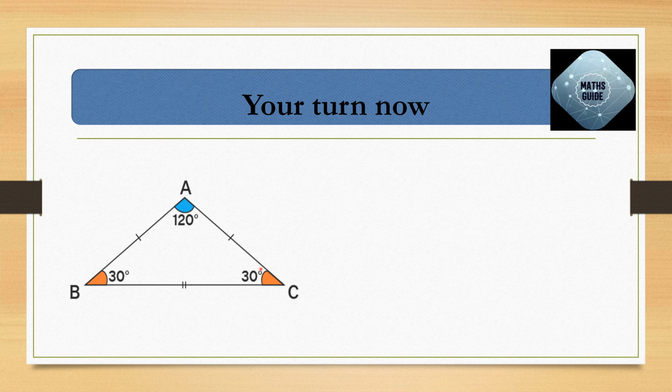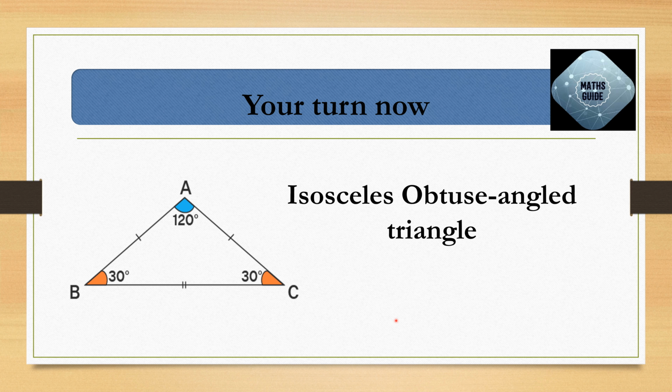Now look at this triangle. These two small lines indicate that two sides of this triangle are equal in measurement and the third one is different. So according to side, it is an isosceles triangle. Now look at the angles. One of the angles is greater than 90 degrees. So according to the angles, it is an obtuse angled triangle. So we can say that it is an isosceles obtuse angled triangle.